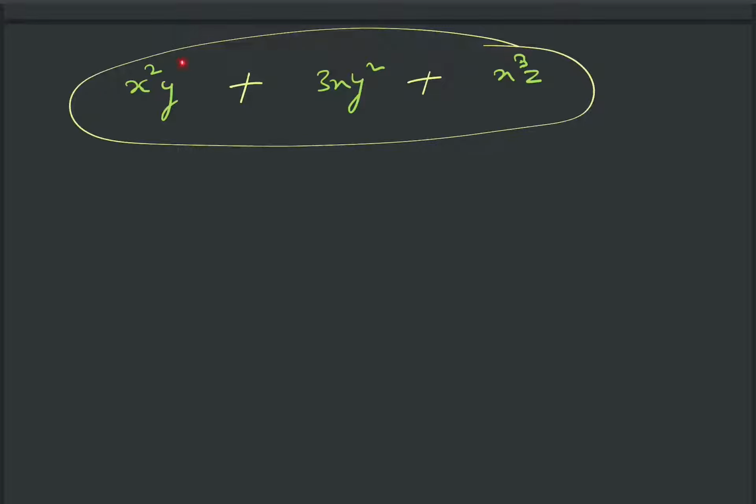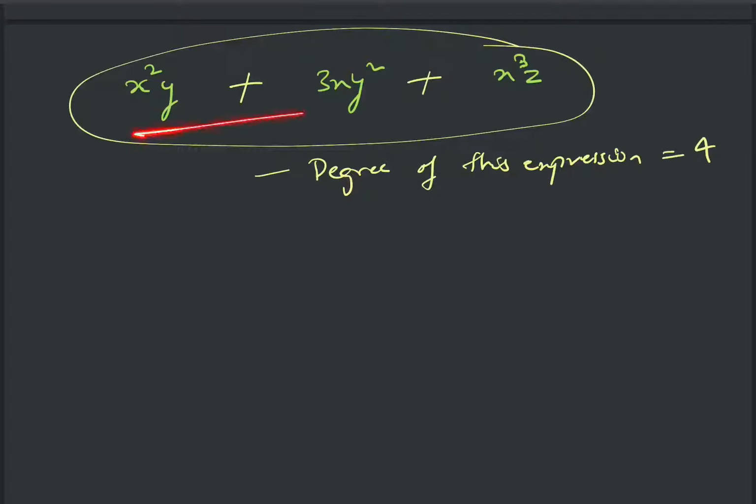So what is the degree of this term? The degree of this term is 2 plus 1, that is 3. The degree of this term is 1 plus 2, that is also 3. And the degree of this term is 4, right? So what is the highest degree of any term in this expression? That is 4, right? So the degree of this expression is 4, because 4 is the highest degree of any term in this expression.